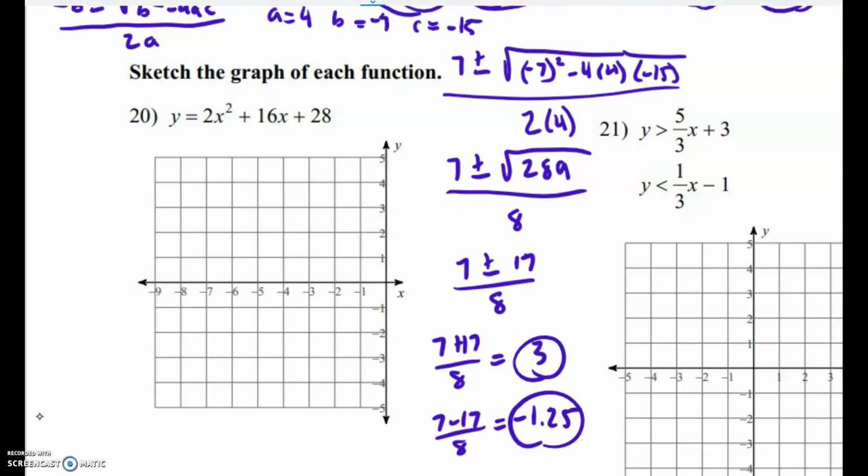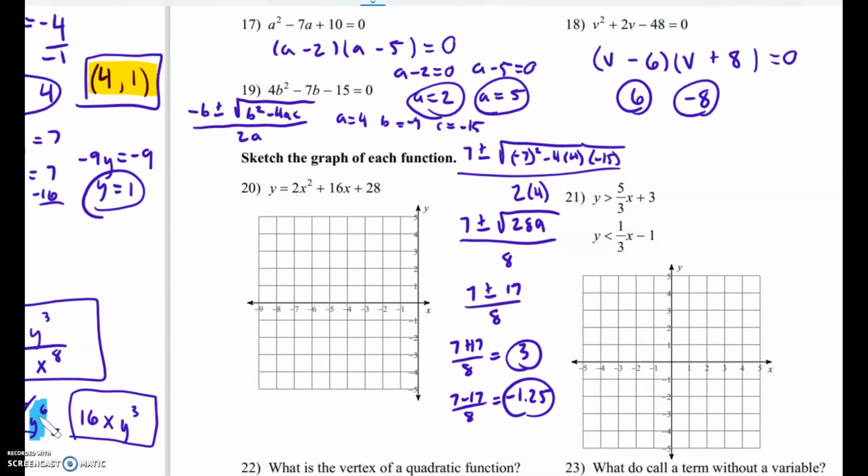So these are the solutions. You don't have to find the opposites of that. Quadratic formula gets you the exact solutions. Those are where they'd cross.